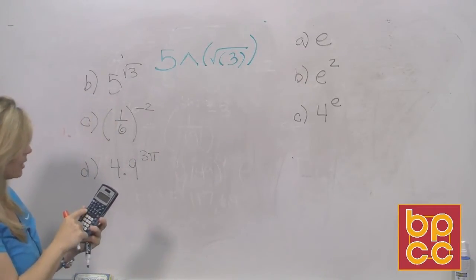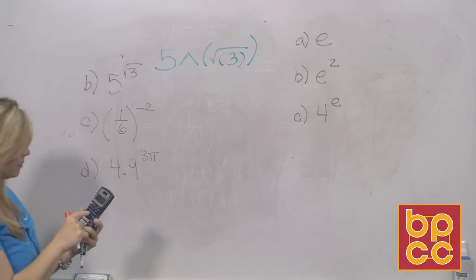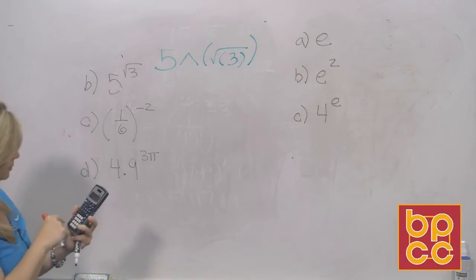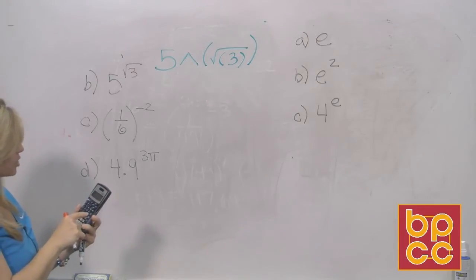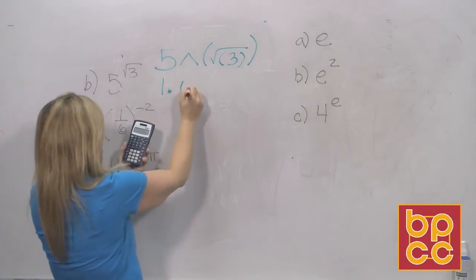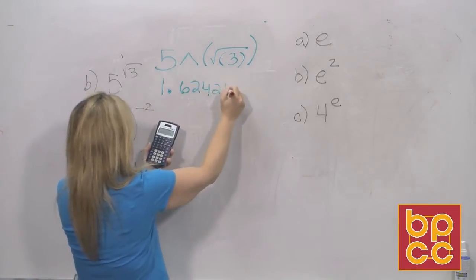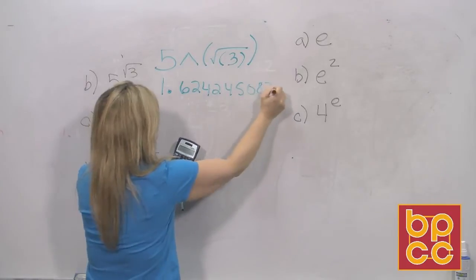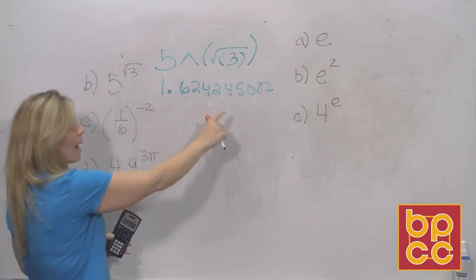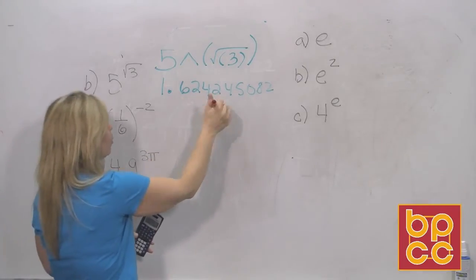5, caret, parentheses, second, square root, 3, close, equals. I get a lovely decimal: 1.6242458082. The directions say round to the nearest ten-thousandth. How many places? 1, 2, 3, 4.